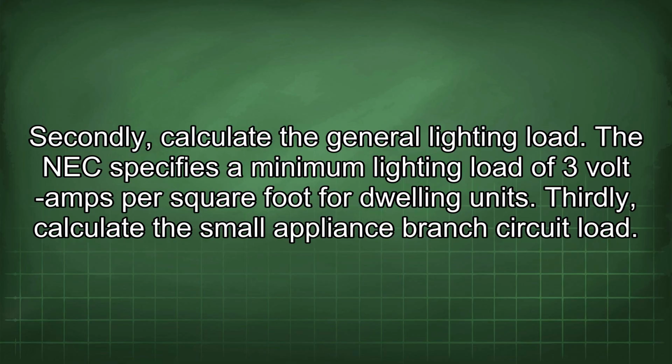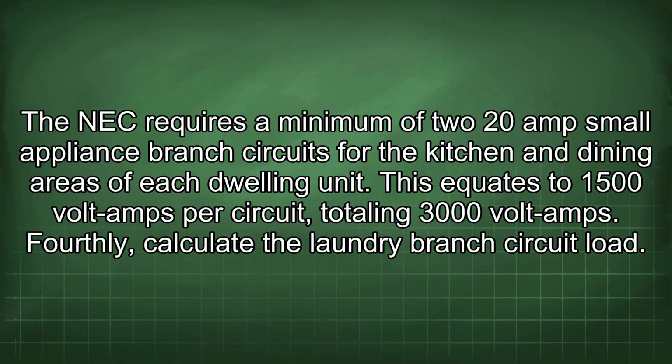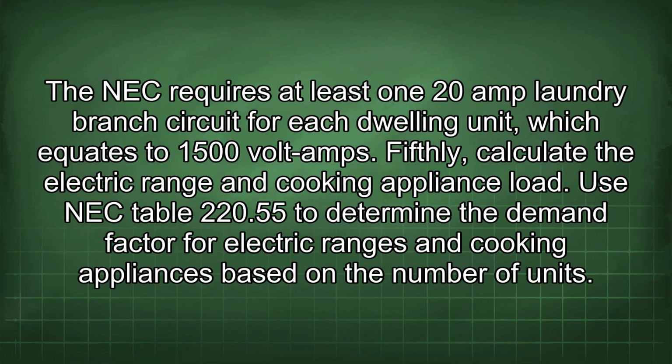Thirdly, calculate the small appliance branch circuit load. The NEC requires a minimum of two 20 amp small appliance branch circuits for the kitchen and dining areas of each dwelling unit. This equates to 1500 volt-amps per circuit, totaling 3000 volt-amps. Fourthly, calculate the laundry branch circuit load. The NEC requires at least one 20 amp laundry branch circuit for each dwelling unit, which equates to 1500 volt-amps.